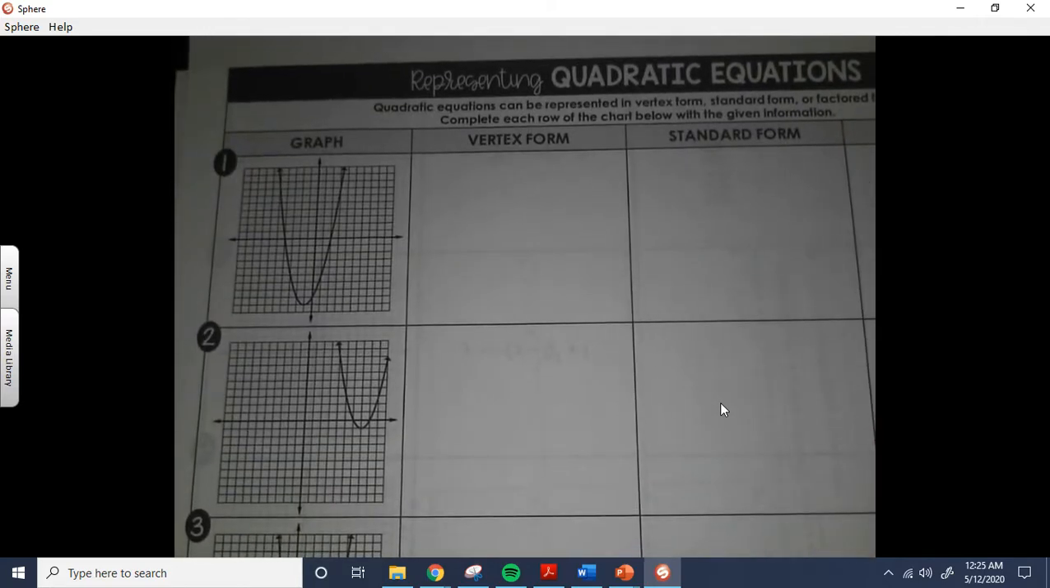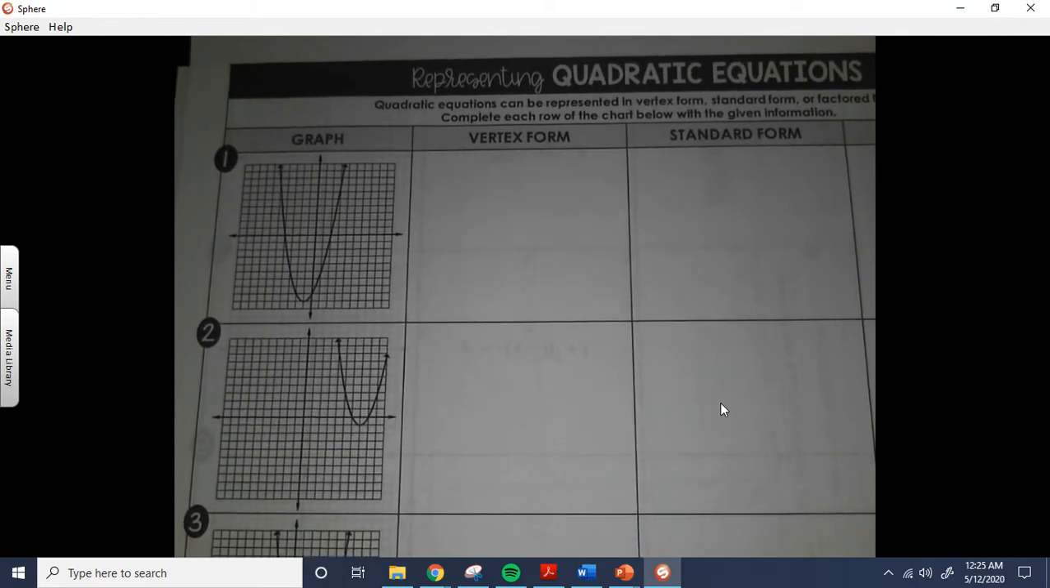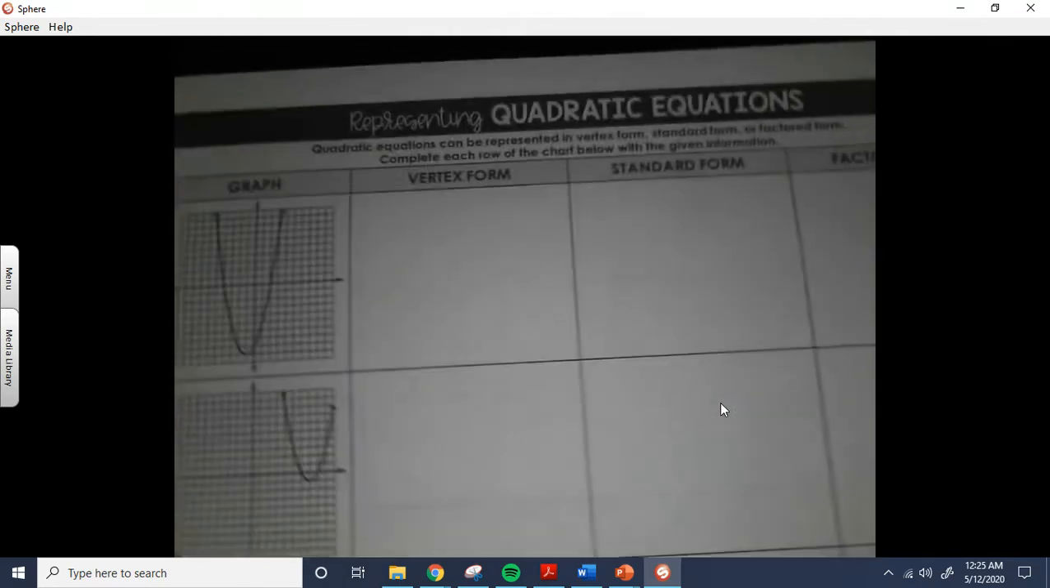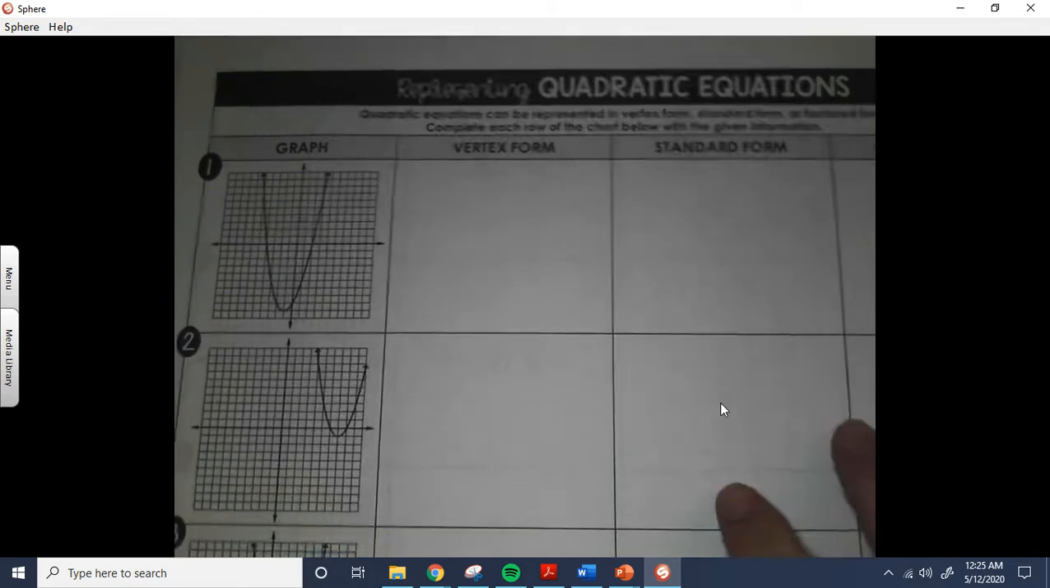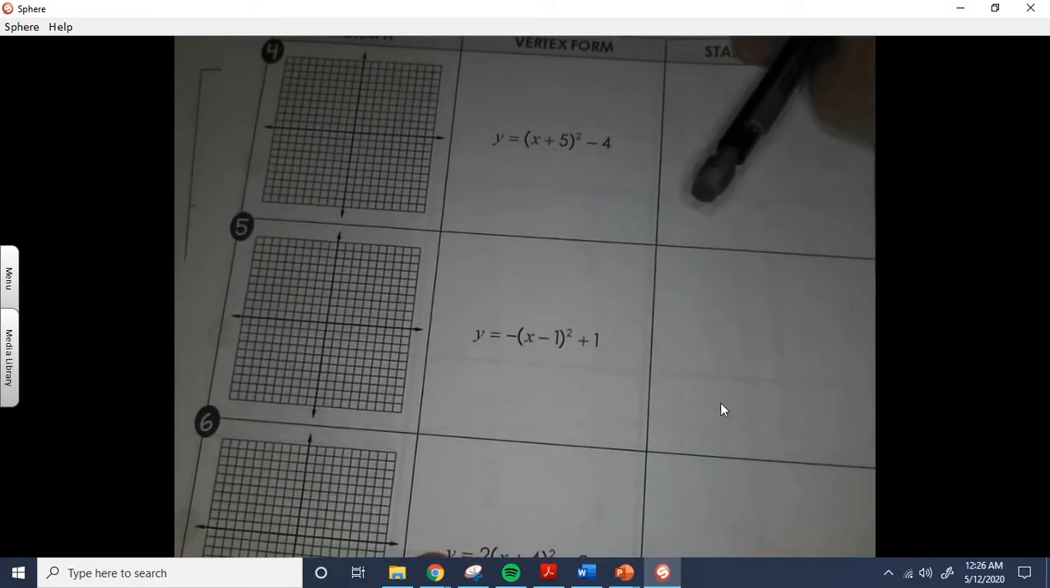Okay, so this is going to be a quick video about this chart. You guys have this in your packet, and I just wanted to go through a few questions with you because I think it's kind of important to understand and organize where your thoughts are with the graph to all the forms that we have. So let's do two of these questions from a graph, and we're going to do two of them from the form, from vertex form. We're going to fill in the other column.